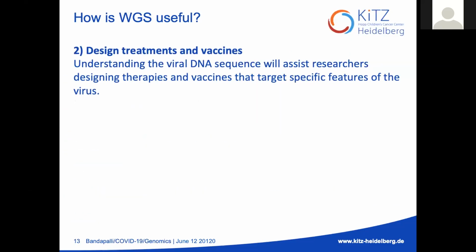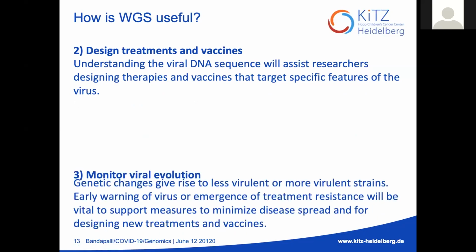And you can also design treatments and vaccines based on the sequences, because understanding the viral DNA sequences will assist researchers in designing therapies and vaccines that target specific features of the virus, because one fit for all will not work in this kind of viruses. So you have to design vaccines and therapeutic regimens that can specifically target these viruses. So knowing the epitopes and the sequences or mutations is very important in designing this kind of approaches.